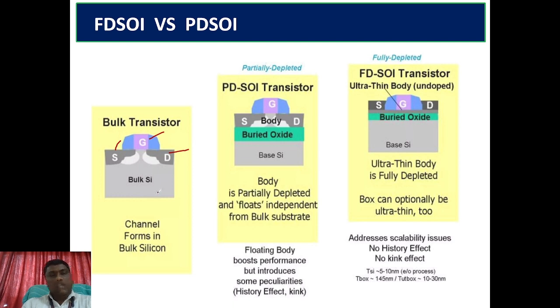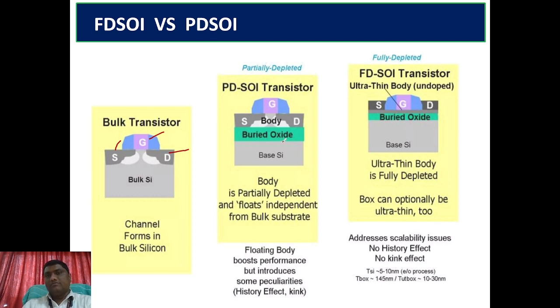So here the channel forms in bulk silicon, whereas in the partially depleted and fully depleted, you can observe that because of this buried oxide in both cases, the body is partially depleted here. Therefore the floating body is independent of the bulk substrate, and the floating body boosts the performance, but induces peculiarities like the kink effect, and also history effects and other irregularities in this particular device.